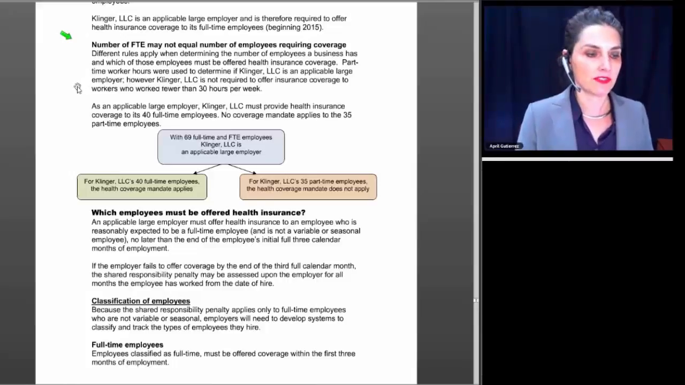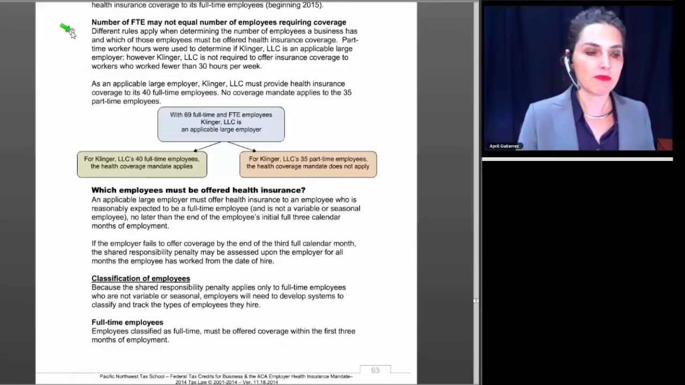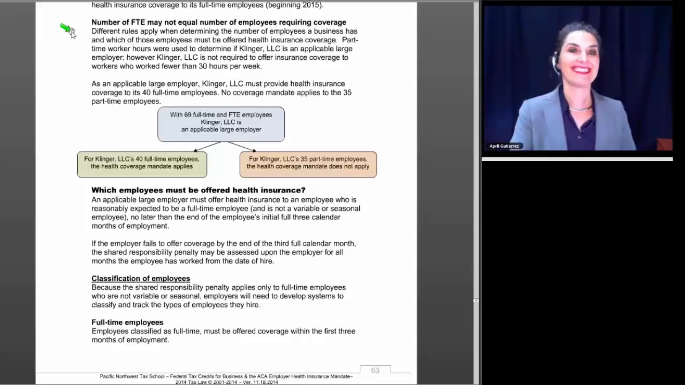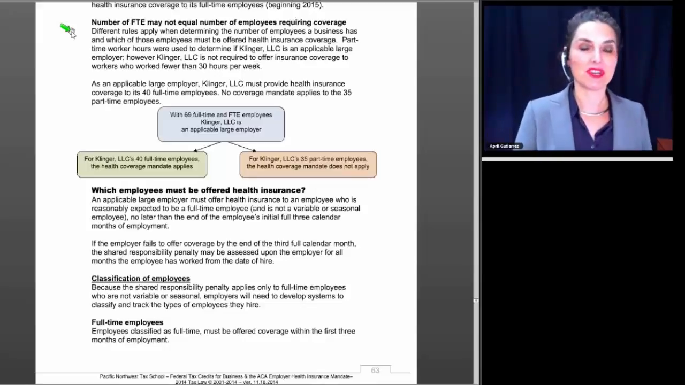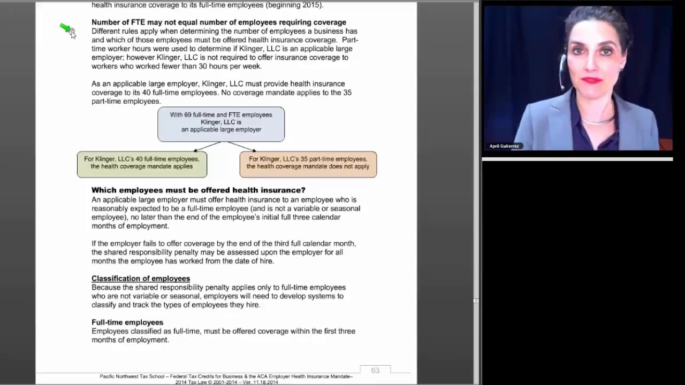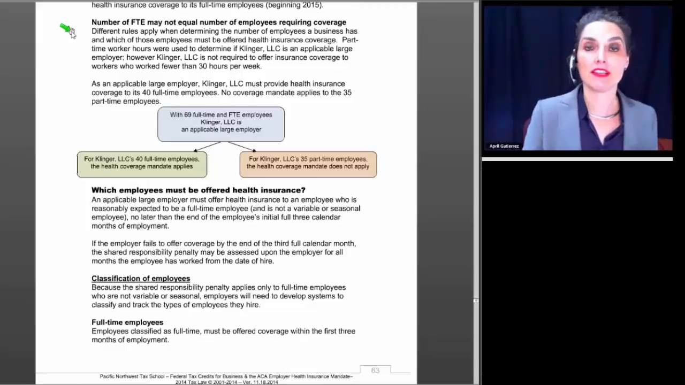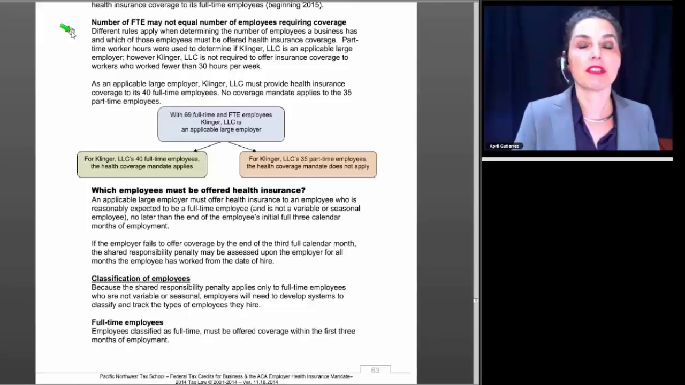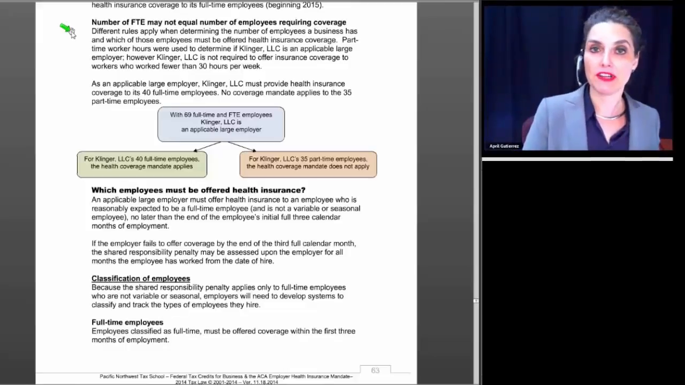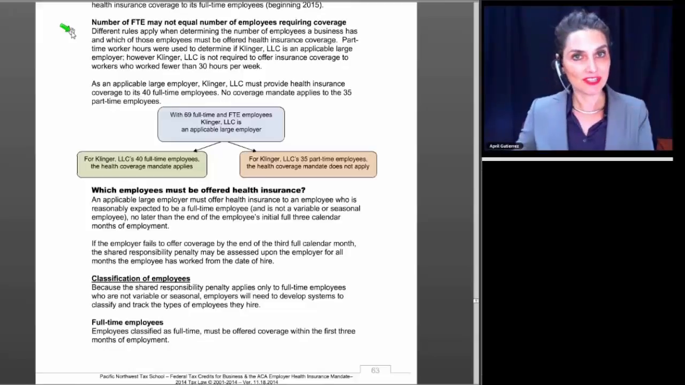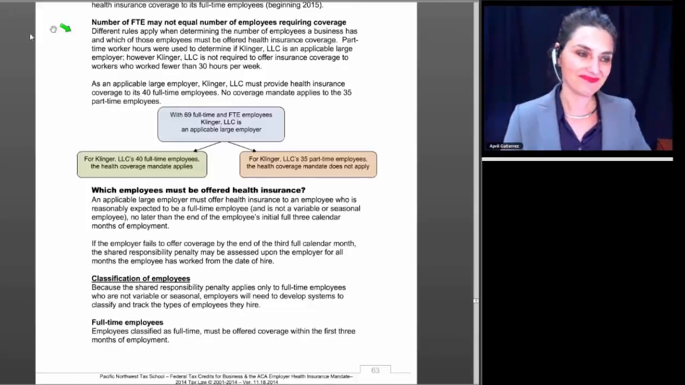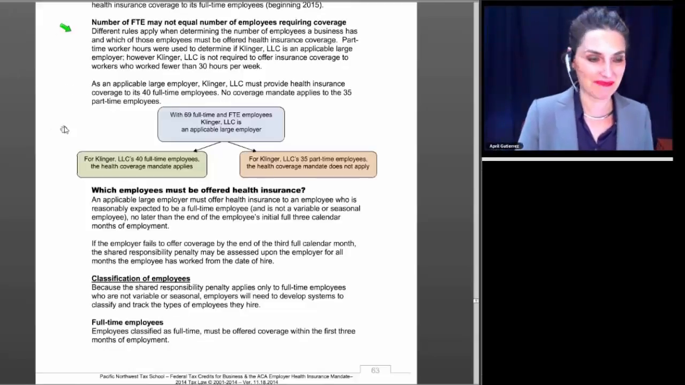beginning in 2015. Now, the number of full-time equivalent employees may not equal the number of employees that requires coverage. So the first step is to determine, am I an applicable large employer? I go through this formula with my full-time equivalent employees, add it to my full-time employees, and see what I get. Do I go over 50? If I do, I am considered to be an applicable large employer. But even though I'm considered to be an applicable large employer, it doesn't mean that I have to offer coverage to the part-time employees. I only have to provide coverage to the full-time employees.